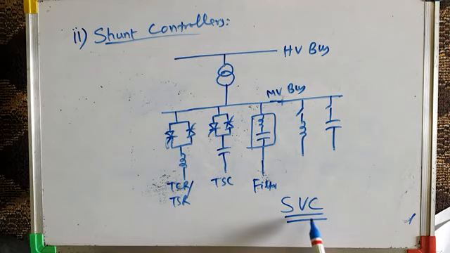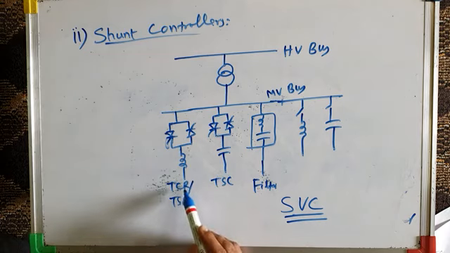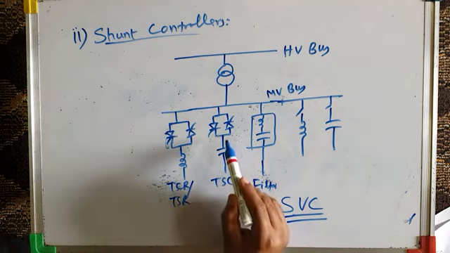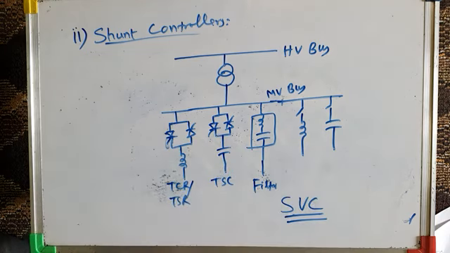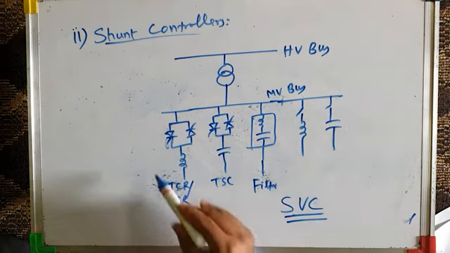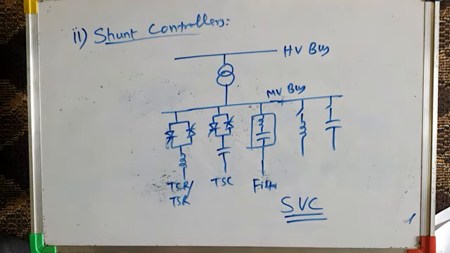What are the various components of static var compensator, SVC? First is thyristor controlled reactor or thyristor switched reactor, that's TCR or TSR. Second is thyristor switched capacitor, TSC. Then filter, and then this inductor and capacitor. These are various components of SVC. We will study in detail about SVC and its components in future lectures.